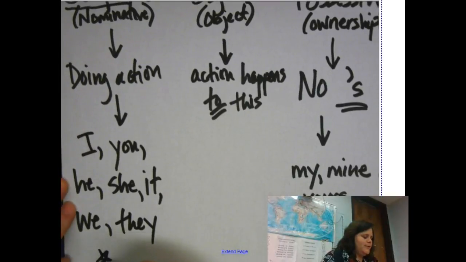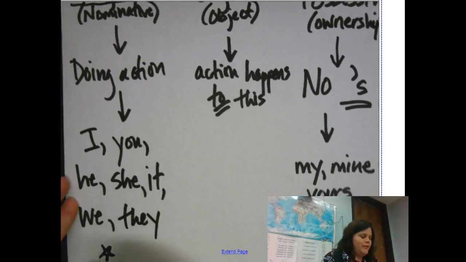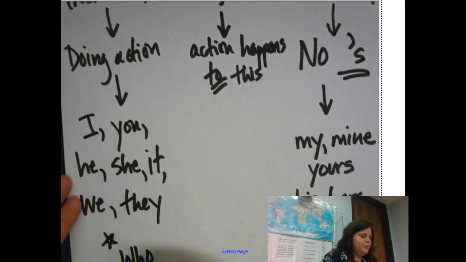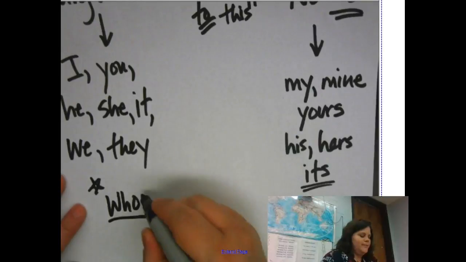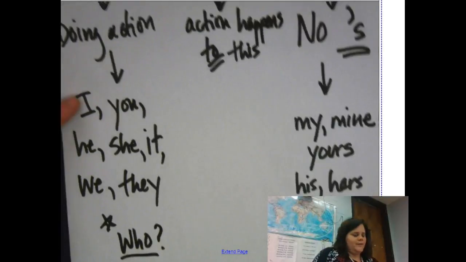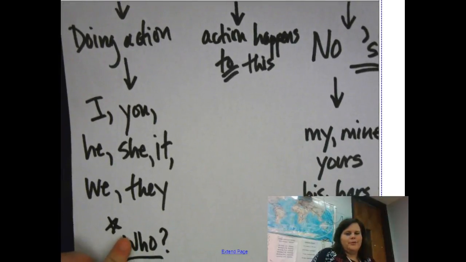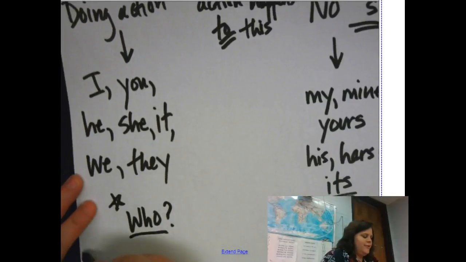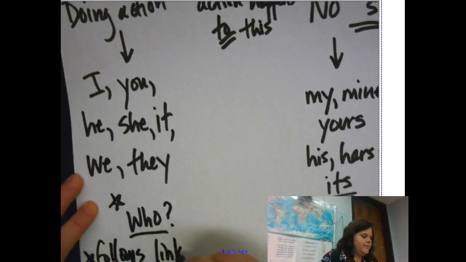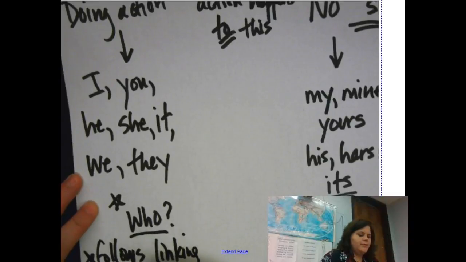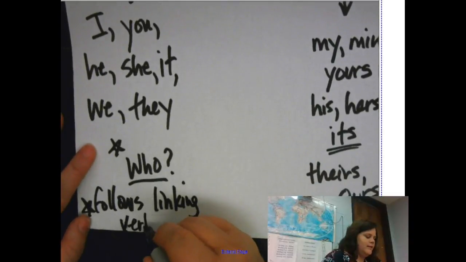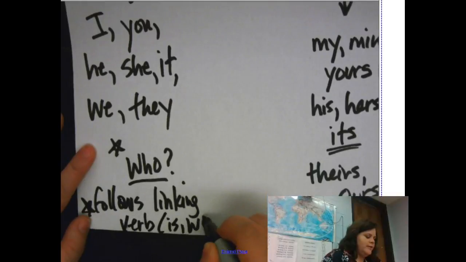One rule about this is you use a subject pronoun also for the word who. That's a subject pronoun. If someone is doing the action but you don't know who it is, you say who stole the cookie from the cookie jar, not whom. Also, if it follows a linking verb. These are words like is or was.